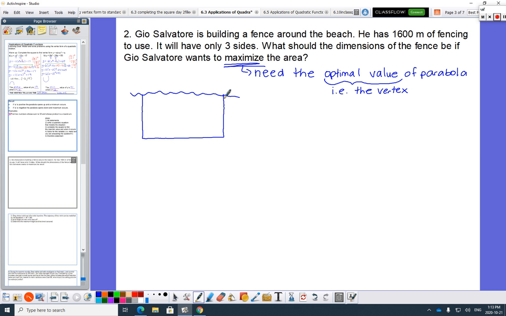It could be a rectangle, it could be a square. We don't know, and it doesn't matter. So it tells you it only has 3 sides, but it's also logical. You're not going to put a fence in front of the water, right, on a beach. So we're also given 1,600. Is it the area? No, what is it? Perimeter.